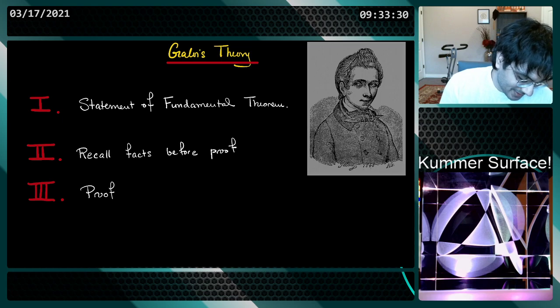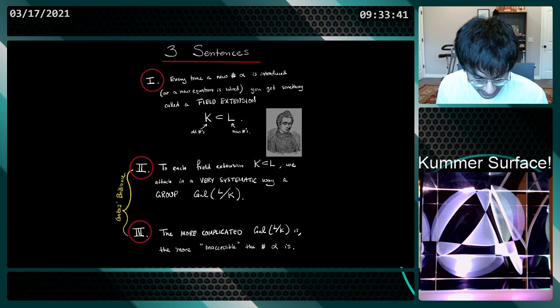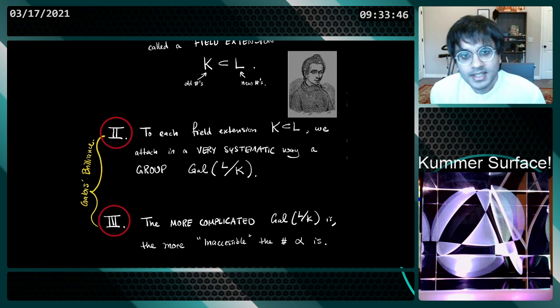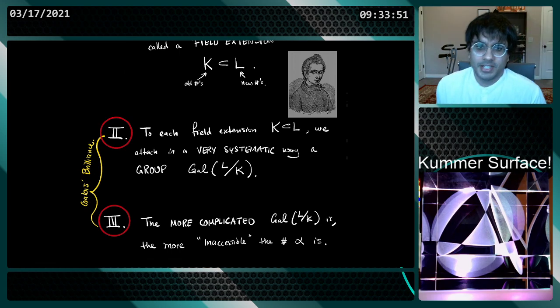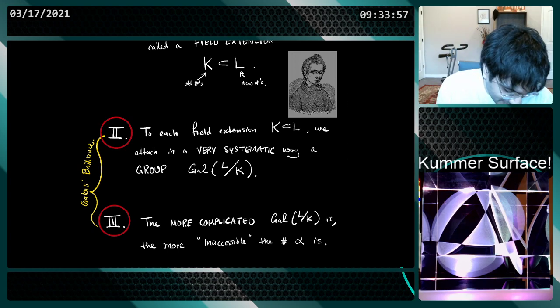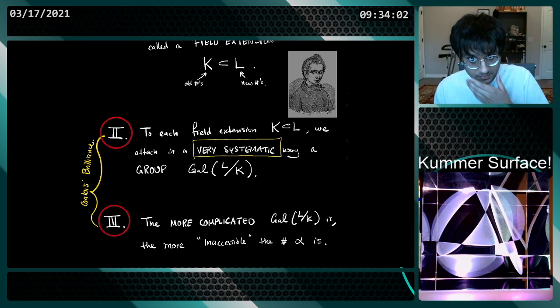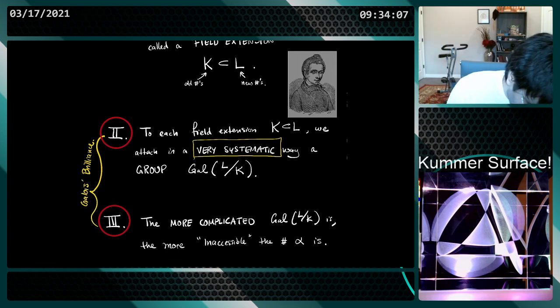Okay, so remember that at the very end of the day, there are 3 sentences in Galois theory. And we're in sentence number 2 here. To each field extension, we attach in a very systematic way a group, the Galois group. And what we're understanding is this phrase, very systematic. That's what we're about to pin down now, once and for all.